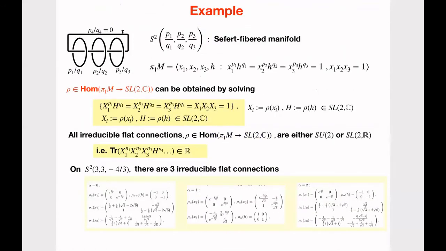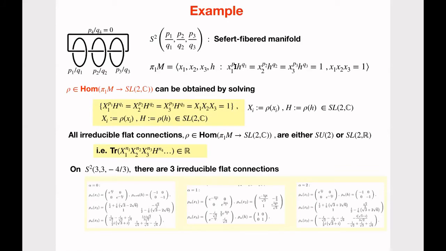So for these cases, we can consider a topological field theory associated with this three-manifold. And from this tensor representation, we can write down the fundamental group, which is given by three or four generators and some relations, four relations.